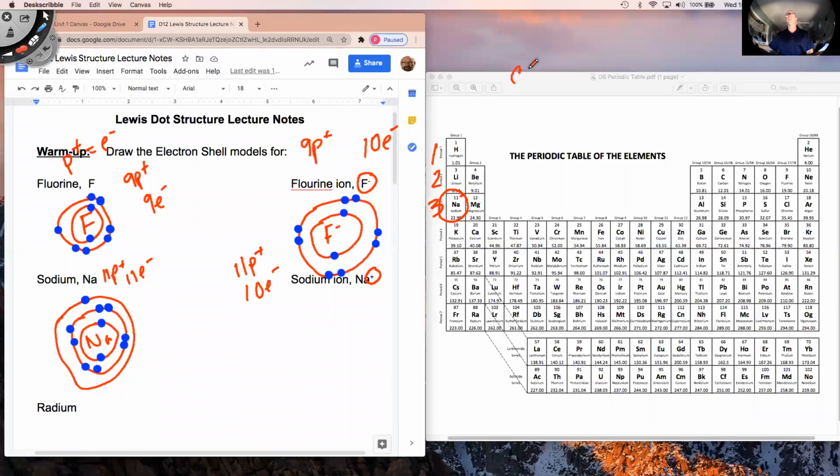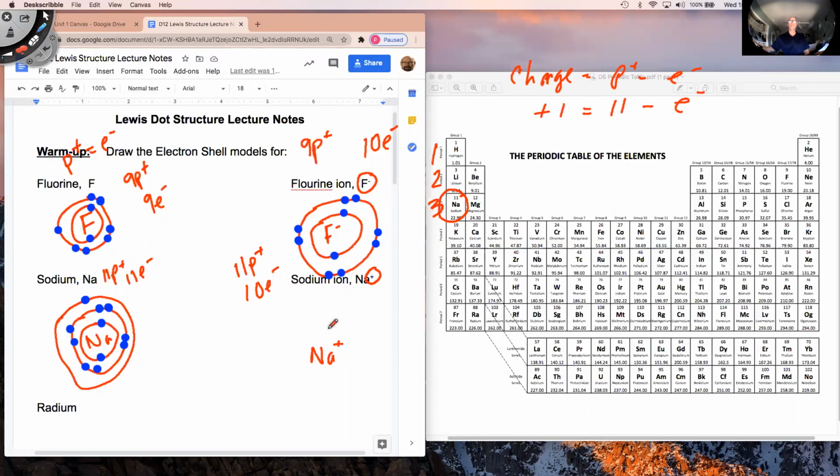And again, I can show you that here. The charge equals the protons minus the electrons. The charge equals a +1. The protons equal 11. So 11 minus what gives you a +1? The answer is 10. So now we have Na+.